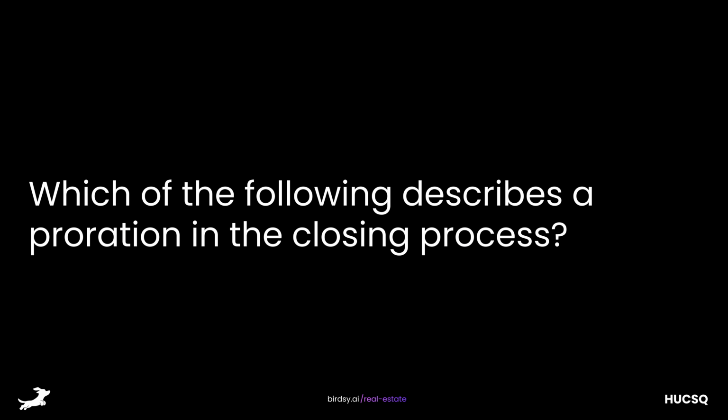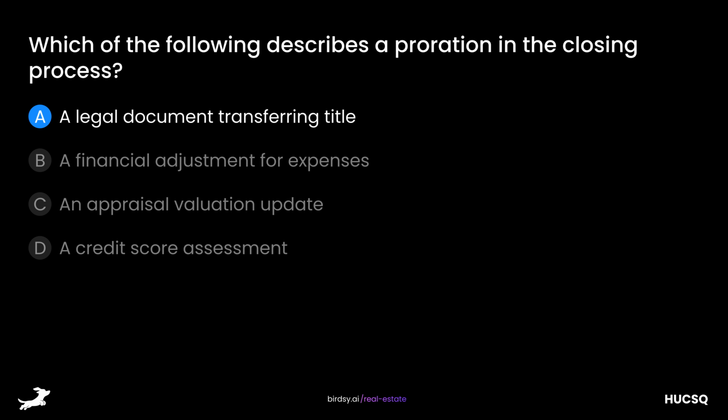Which of the following describes a proration in the closing process? Is it A, a legal document transferring title? B, a financial adjustment for expenses? C, an appraisal valuation update? Or D, a credit score assessment?